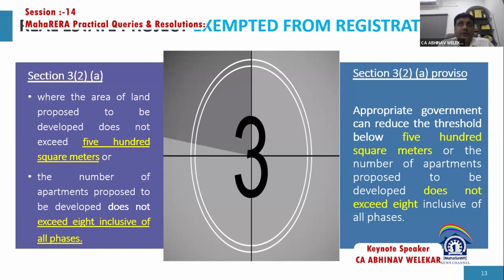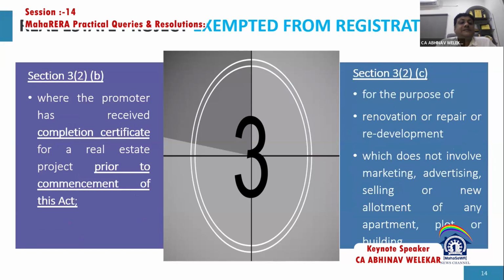Why am I saying so? When we go to circular 2525A, we will interpret this there. Where the promoter has received a completion certificate at the time of commencement of the act, this exemption only covers the projects which were completed at the time when RERA was launched. So if we receive the completion certificate after RERA came in, first we have to get that project registered, and then once the completion certificate is received, we have to upload it and get it cleared from the RERA via Form 4. So these were the exemptions given under the act.